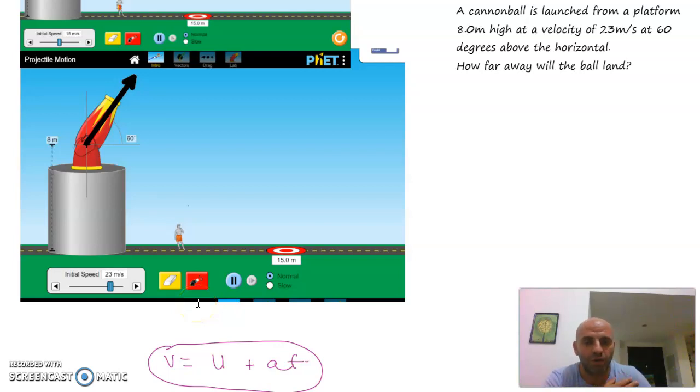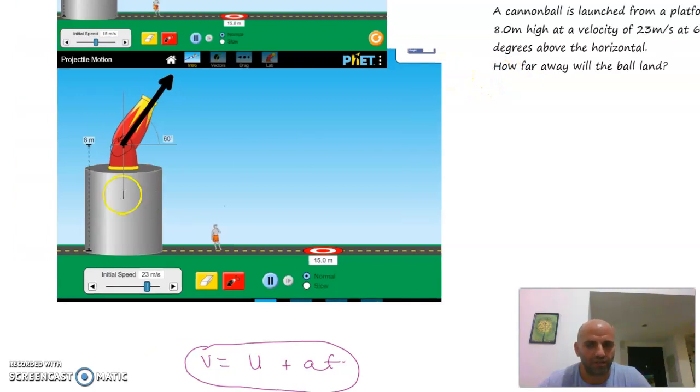So this is example 1 of projectile motion. We've got a cannonball that's launched from a platform 8 meters high at a velocity of 23 meters per second and an angle of 60 degrees above the horizontal. The question goes, how far away will the ball land?